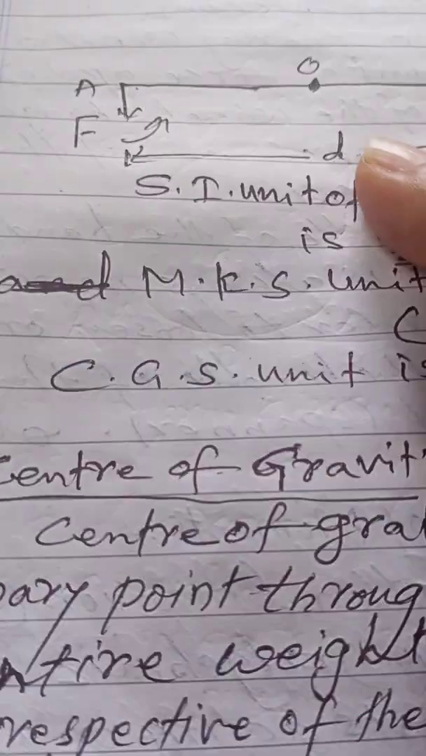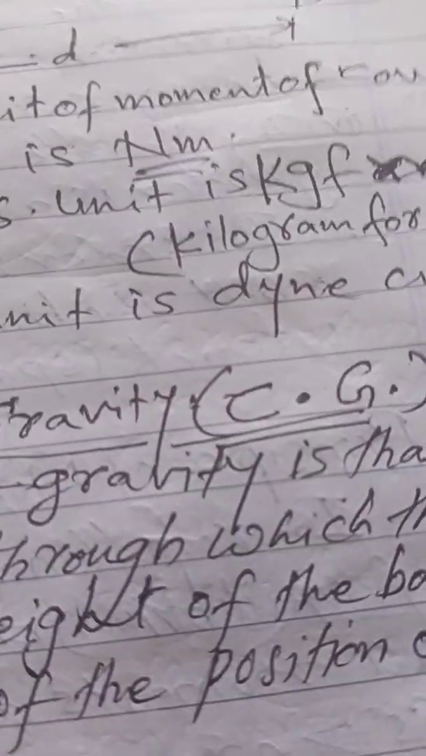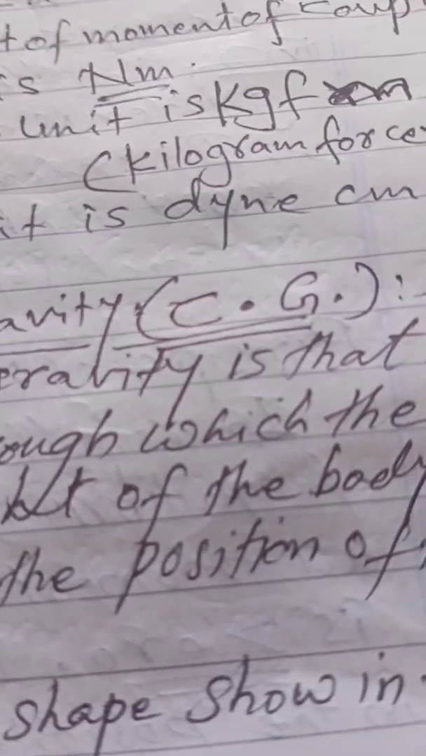Center of gravity. Center of gravity is the imaginary point through which the entire weight of the body acts, irrespective of the position of the body. See the figure for the center of gravity.